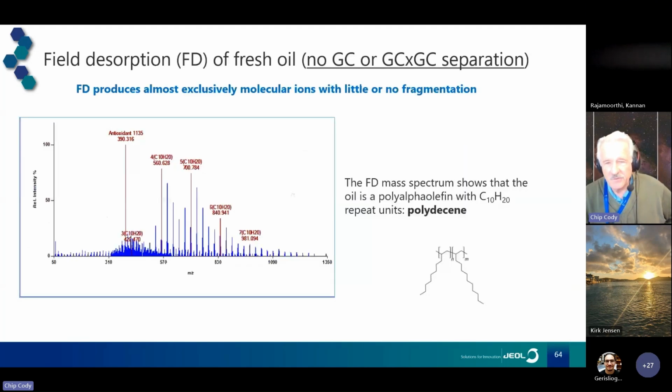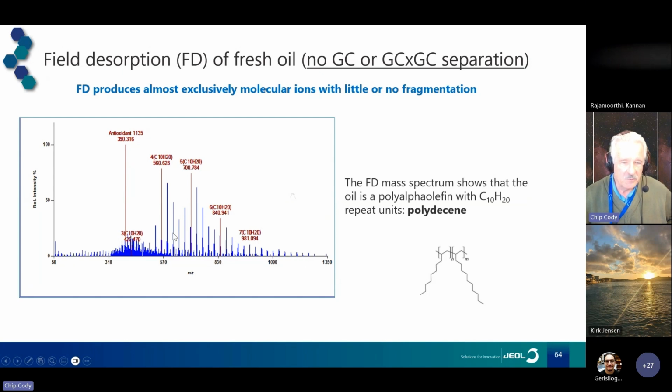But we did field desorption instead and just spotted the oil directly on the field desorption emitter. And in doing that, we get elemental composition information for each of the components. We're not resolving isomers. We have no information about branching, of course, but this spectrum gives us a fingerprint that tells us that it's polydecene. And that alone is helpful information.